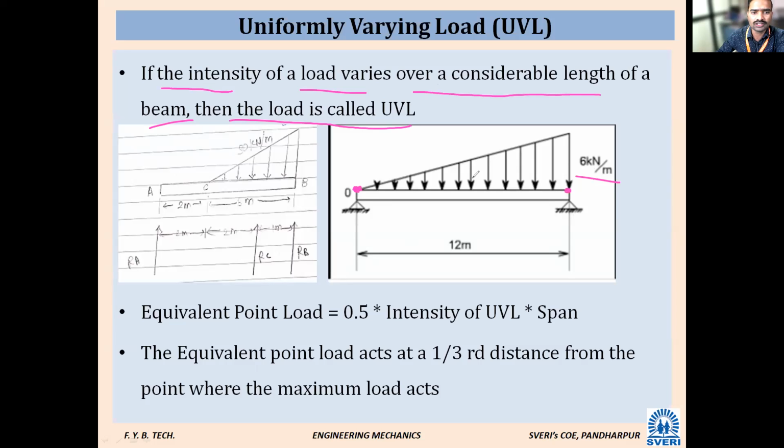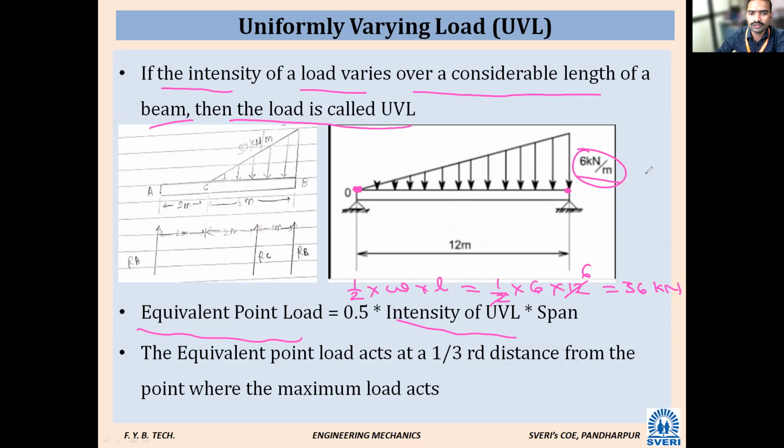So I want to convert it to its equivalent point load, that is equal to 0.5. Why has he taken 0.5? That is half into the intensity of UVL. UVL is how much? That is W, into the span L. So that is 1/2 into the intensity, that is 6, into the length of the UVL. How much is it? 12. So 2 1s are 2, 6 2s are 12, so that is equal to 36. What is the unit? Kilonewton.